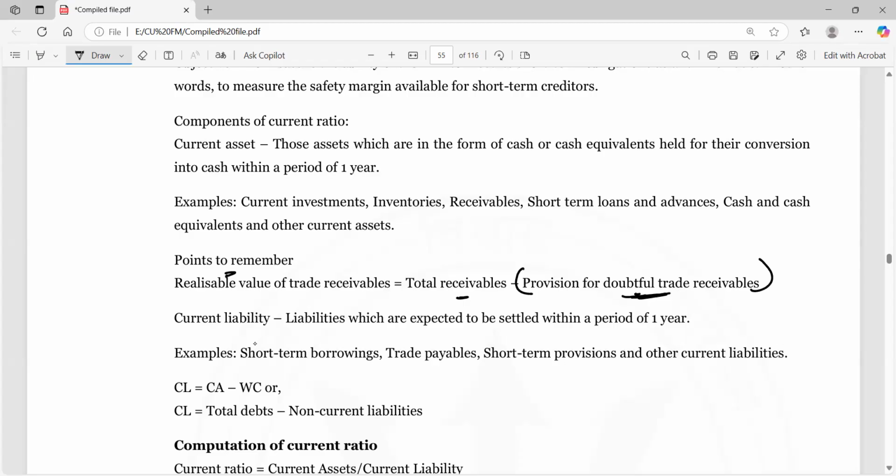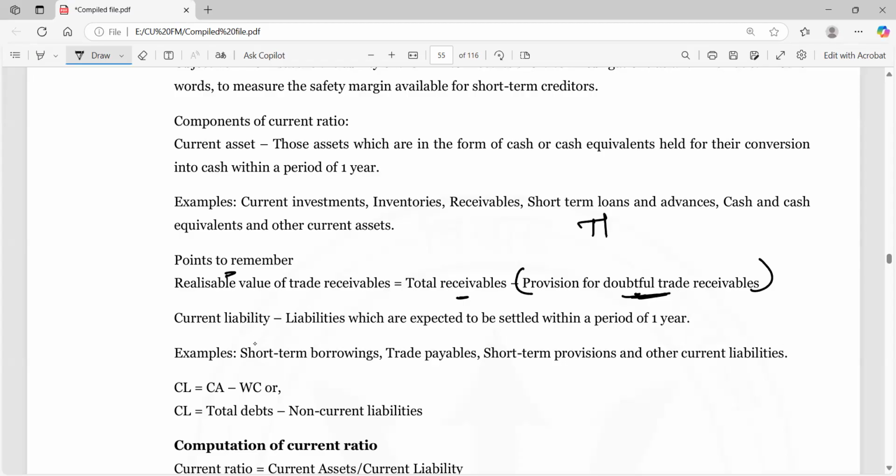I'm not getting your point. That's a short-term provision. Correct. No, this is not a liability. Provision for doubtful debts, provision for taxation, provision for depreciation, these are all not liabilities. These are contra assets, which will be deducted from the value of the receivables or assets.